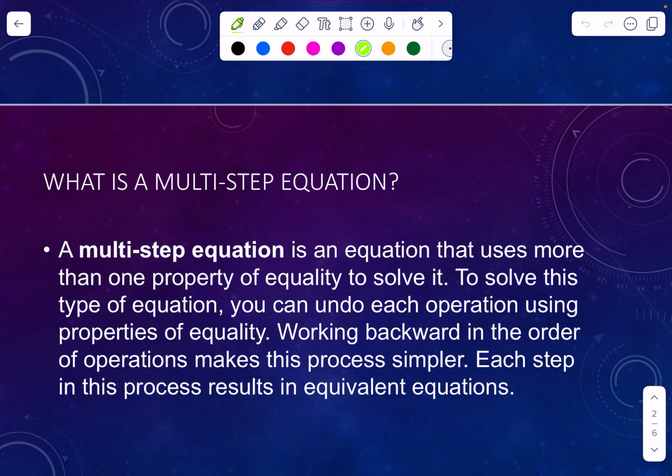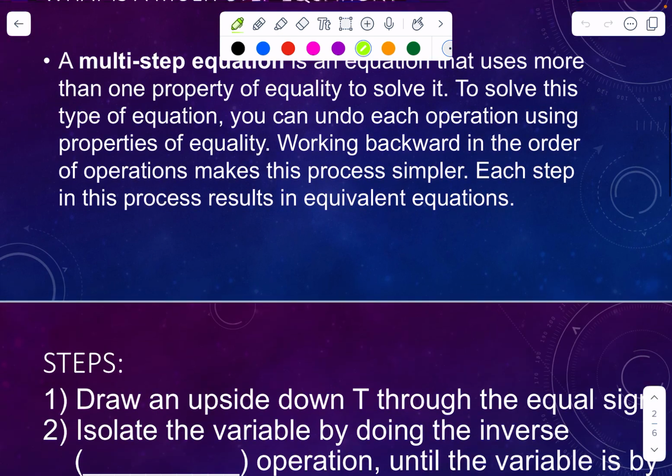What is a multi-step equation? A multi-step equation is an equation that uses more than one property of equality to solve it. That means what you did on Friday with the one-step equations, you're just going to have to repeat that process. To solve this type of equation, you can undo each operation using properties of equality. Working backwards in the order of operations makes the process a lot simpler, and each step in this process results in equivalent equations. So as we're working through, remember, you're just undoing what's the least connected to the variable first, and then you just move to the closest one.